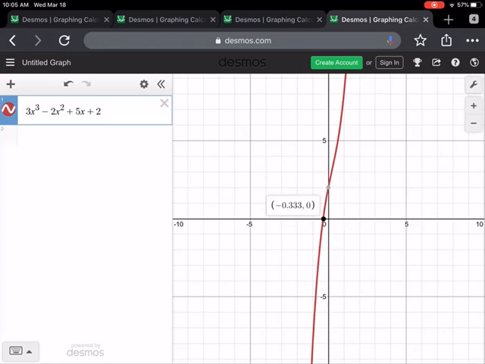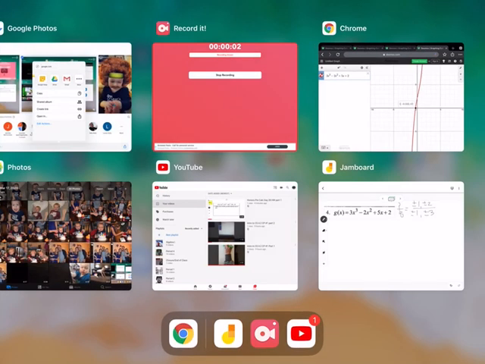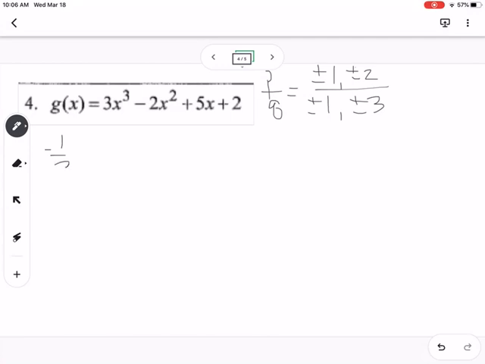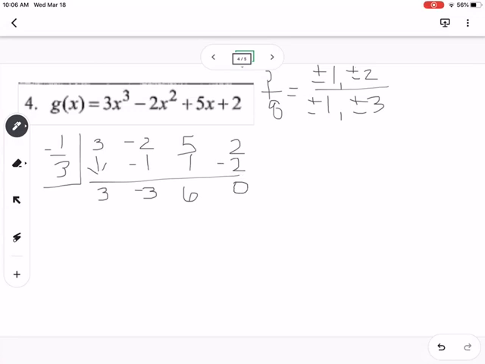We know negative 0.333 is negative 1/3. So let's start dividing. Negative 1/3. So we have 3, negative 2, 5, and 2. Haven't needed any placeholders, which is nice. All right, that's negative 1, negative 3. That gives us 1. Then we get 6. Negative 1/3 times 6 is negative 2. There's our remainder. Okay, so we're left with 3x to the second minus 3x plus 6 equals 0.